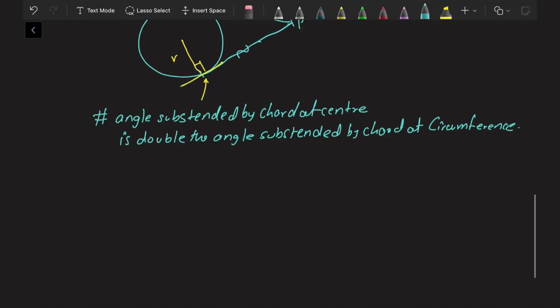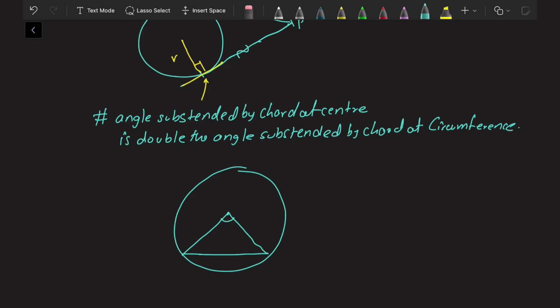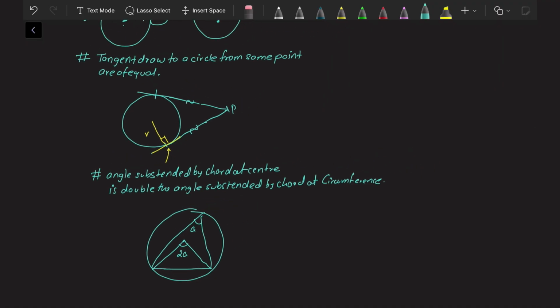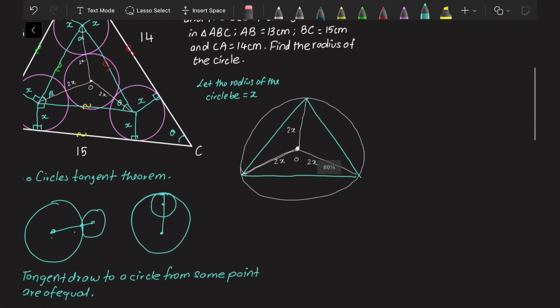Okay. Now what this means is that inside a circle, if you choose a chord, and that chord is subtending some angle at the center and some angle at the circumference, the relation is that if the circumference angle is A, then the center angle would be 2A. So this is also a very well-known theorem and it's basically taught in school also.